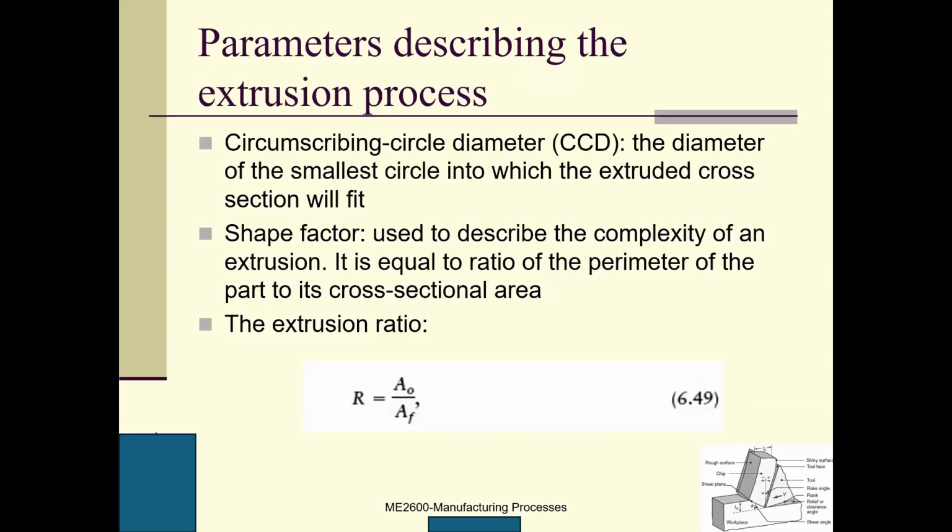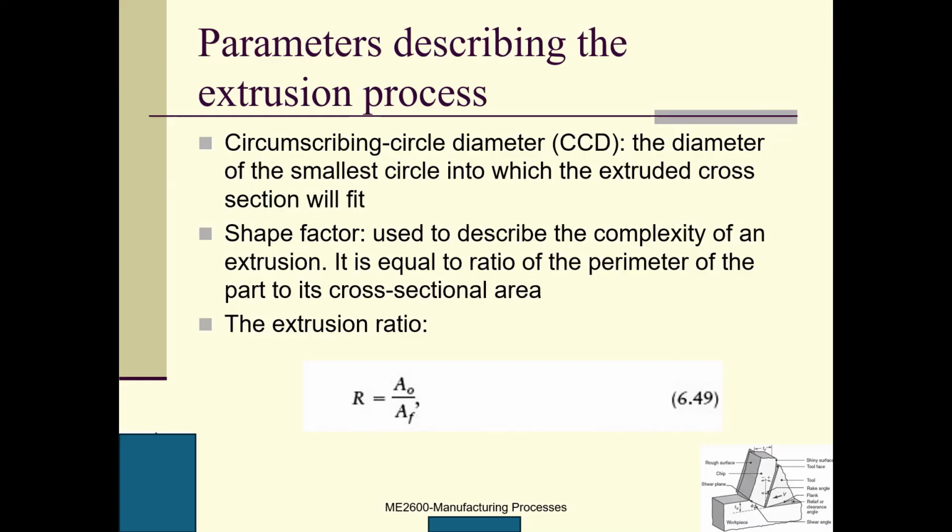Then the parameters used for describing the extrusion processes. There are three parameters. This one, I like this one because I'm a mechanical engineer, and I like the ratio. The third one, I told you about the third one. This is the original cross-section area divided by the final cross-section area. The original cross-section area is the cross-section area before you extrude the material. AF is the final cross-section area after it comes out from the orifice. So this is the ratio, the extrusion ratio.